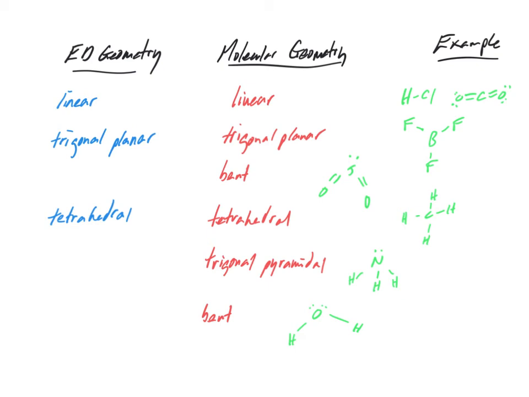The linear geometry is 180 degrees between the central atom and the other atoms in the molecule. If you think about it, there are 2 domains of electrons. The arrangement that gets them as far away from each other as possible is to put them 180 degrees away from each other. In the trigonal planar molecular geometry, there are 3 electron pairs around the central atom, and in the trigonal planar example, the bond angle is 120 degrees.